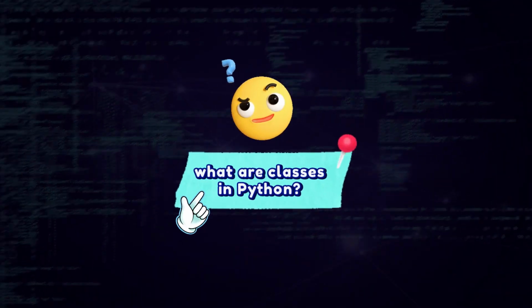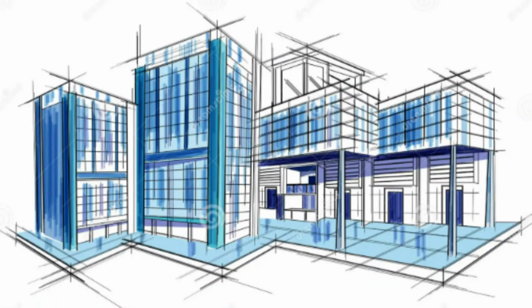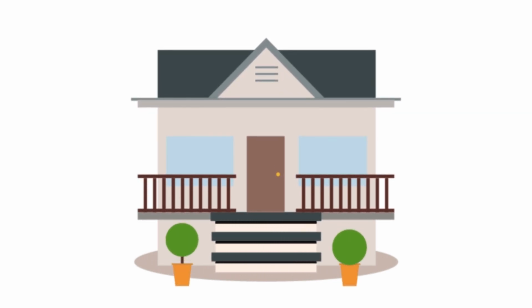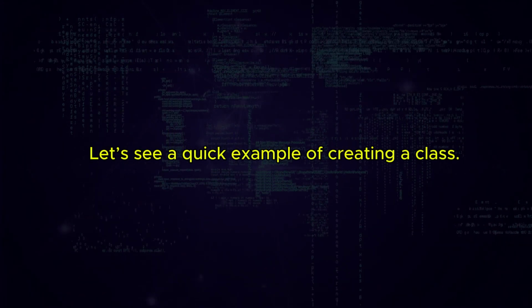First things first, what are classes? Think of a class as a blueprint. Just like a blueprint is used to construct buildings, a class is used to create objects, and objects represent real world entities with their own properties and behavior. Let's see a quick example of creating a class.